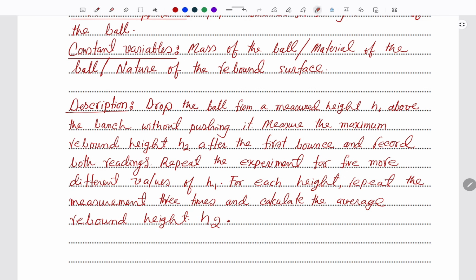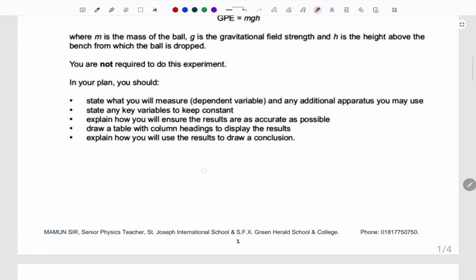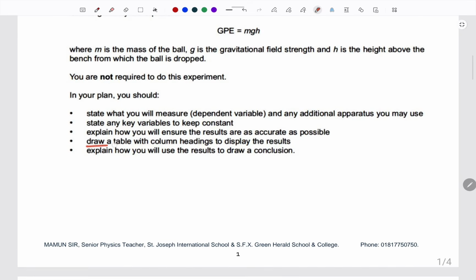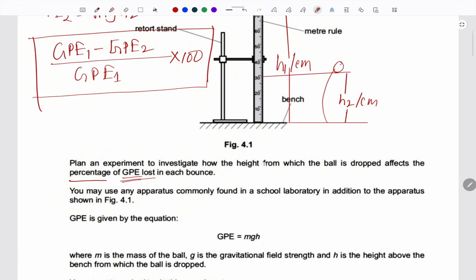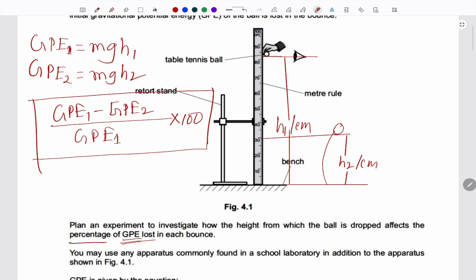Okay. Now, done. Draw a table and column headings. What I need to measure here: independent variable first, so it will be h1, and then the next thing is dependent variable h2, and then for the potential energies, initial potential energy mgh1, final potential energy mgh2, and the last is percentage loss of gravitational potential energy.